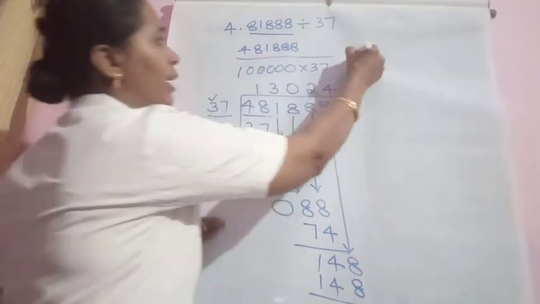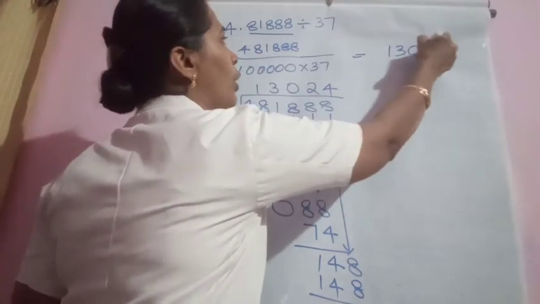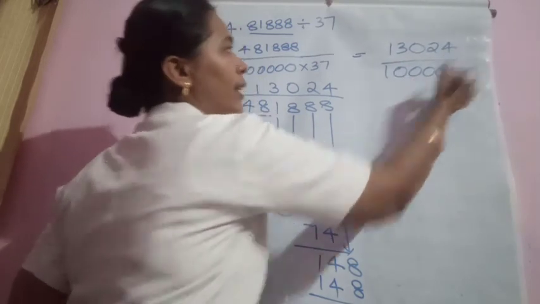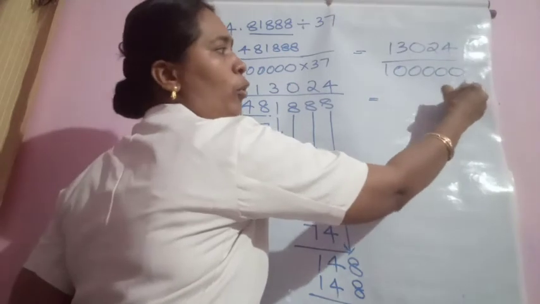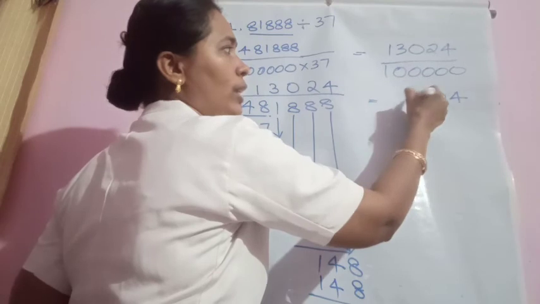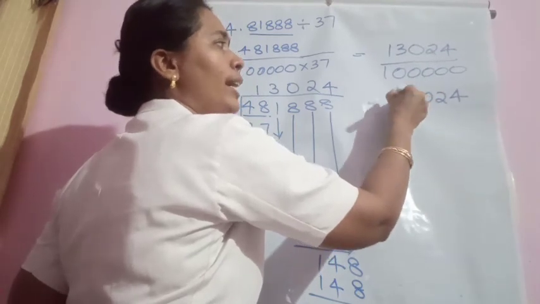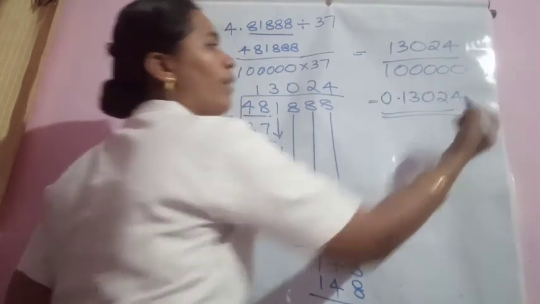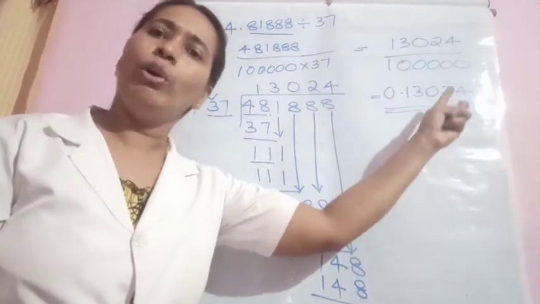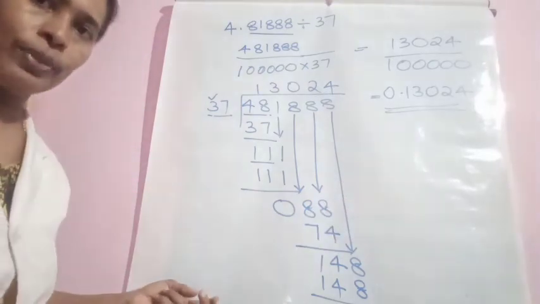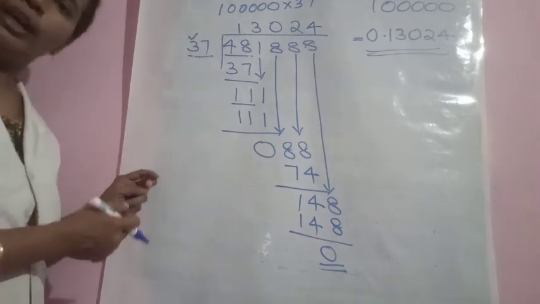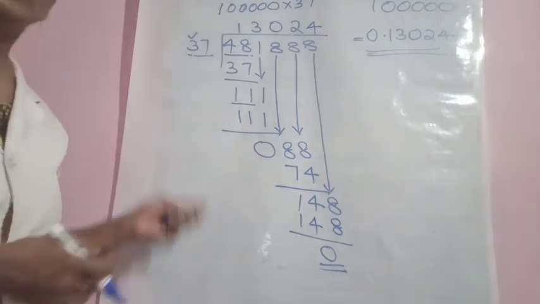So we have written our answer as 13024. Then we have 1 and 5 zeros, 1 lakh. Now count the digits. We can move to the left side: 4, 2, 3rd digit, 4th digit, 5th digit, decimal point. So our answer is 0.13024. Is it okay for you? Let us move to some other questions. Teacher will give you homework also later. Okay, let us move to the next type.